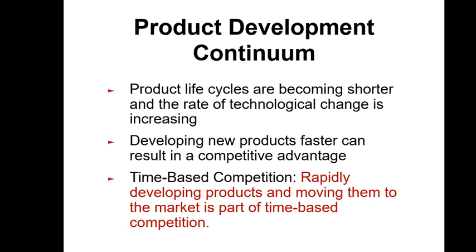Developing new products faster can result in a competitive advantage. And you know that Nokia was late in developing new products with the new technology at the time, which is the smartphone. Then they were left behind, they lost their competitive advantage, unlike Samsung and iPhone. They have advanced past Nokia. Why? Because they use what we call the product development continuum.